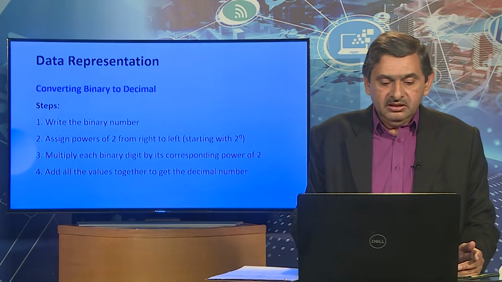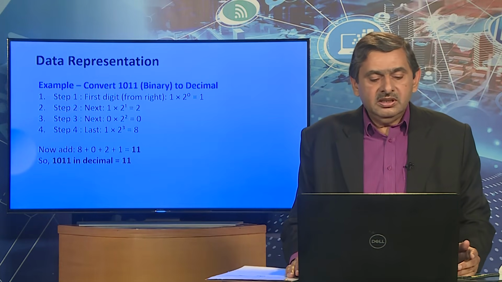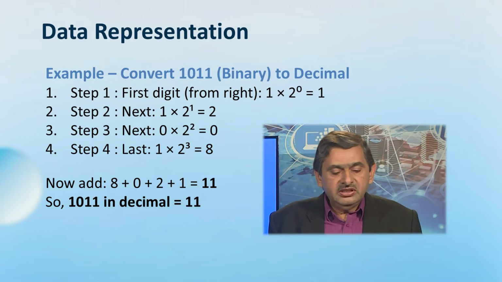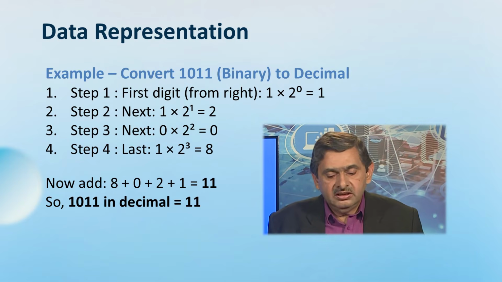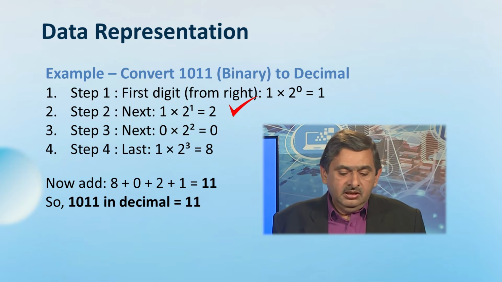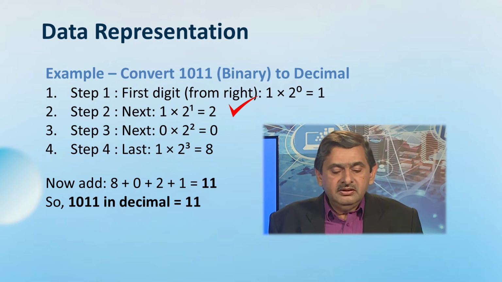Let us see with some example. Suppose we are given a binary number which is 1011, and we want to convert this number into a decimal form. In the step number 1, we will take the first digit from right, and we will multiply this digit with 2 raised power 0, and we will get the answer, which is 1. In the second step, we will take the second digit, which is 1, and we will multiply it with 2 raised power 1, and we will get number 2.